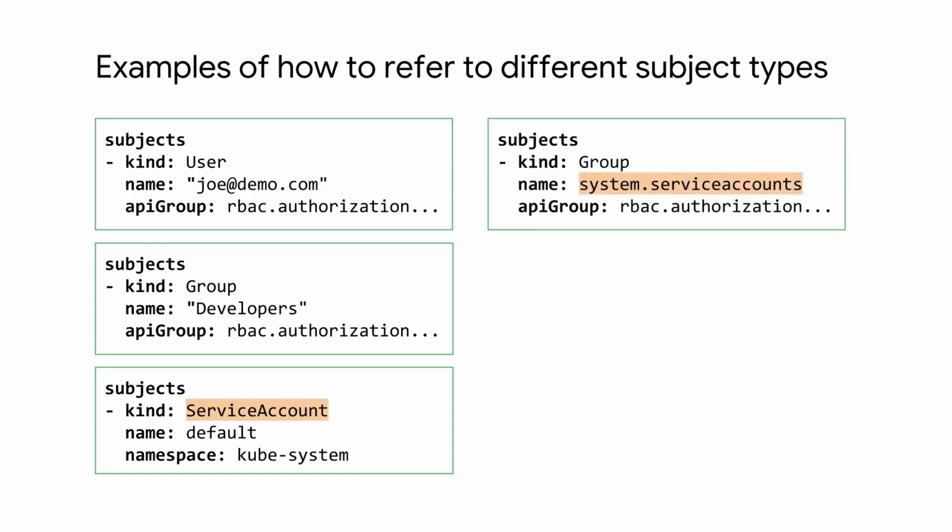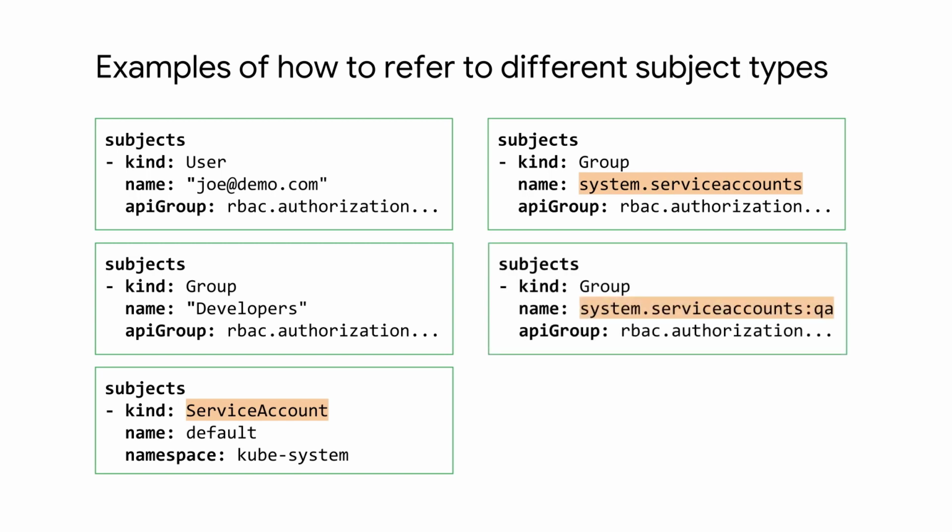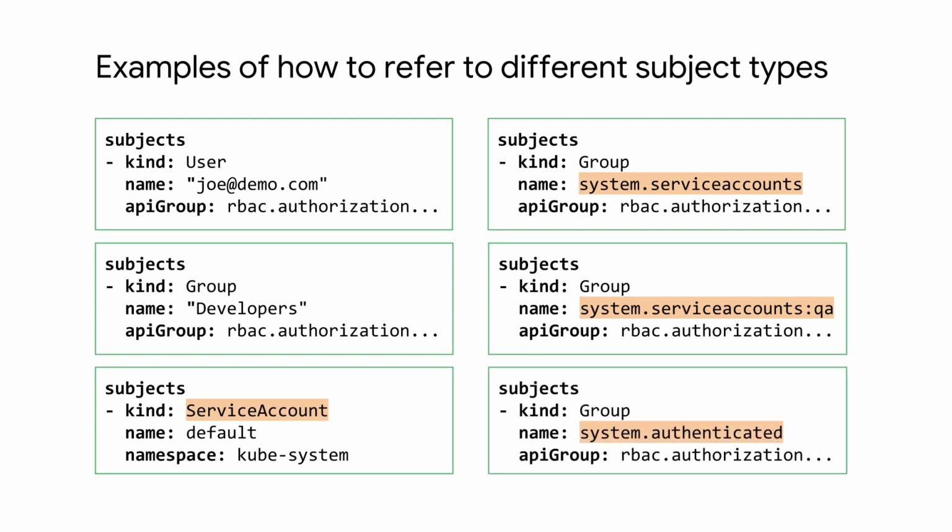In the right column, you have more group types. The example includes all service accounts on all namespaces. Note that this is a system group, so it can be used for RBAC in GKE environments. The middle example on the right includes only the service accounts in the QA namespace, and the example on the bottom right includes all authenticated users.